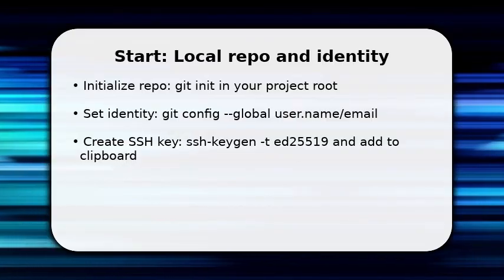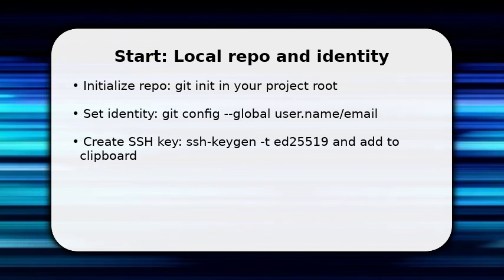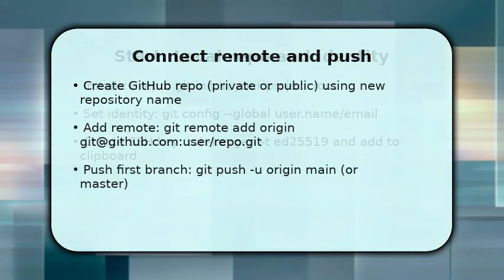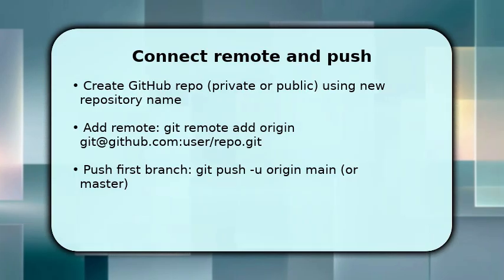Make sure your working tree has at least one commit, so GitHub can accept a remote. Stage files and run git commit -m to create that initial snapshot. Next, you link the local repo to GitHub and transfer history.